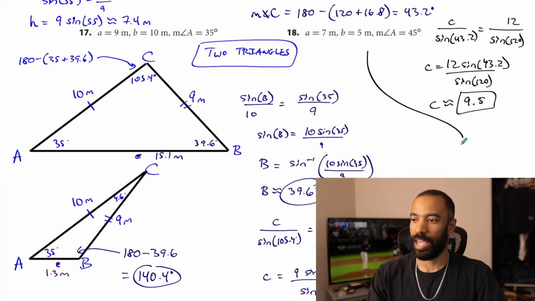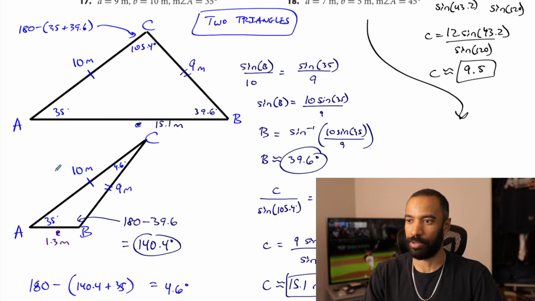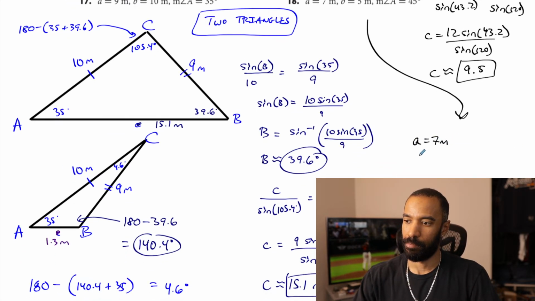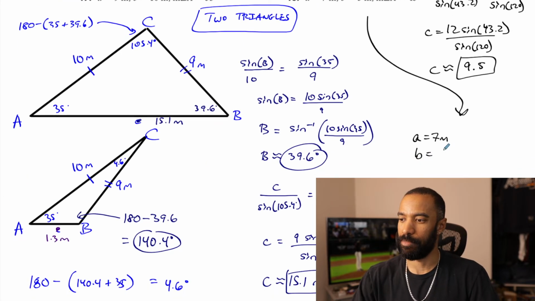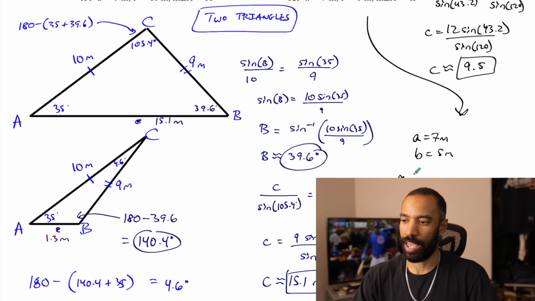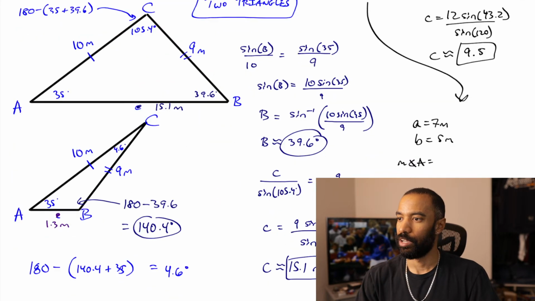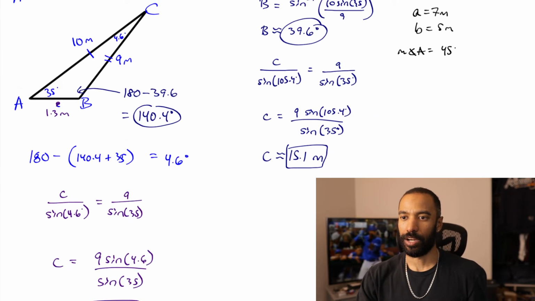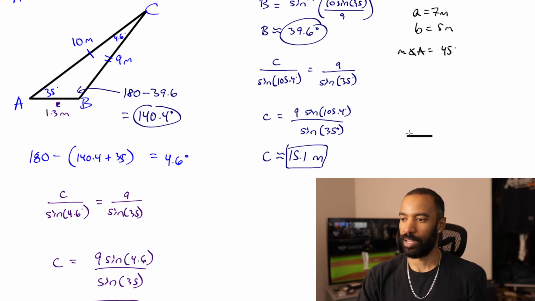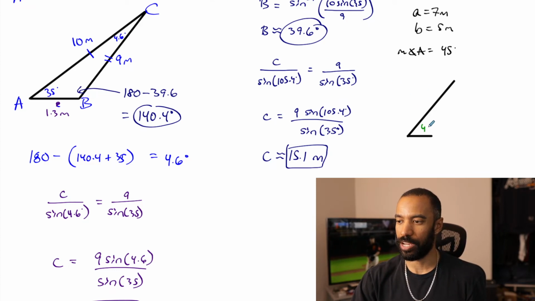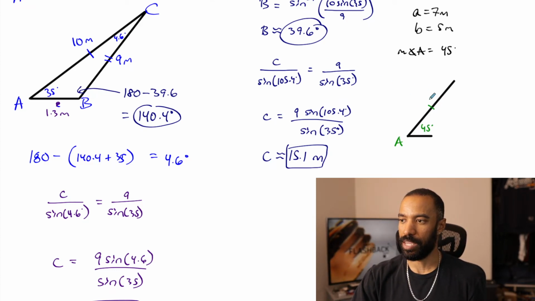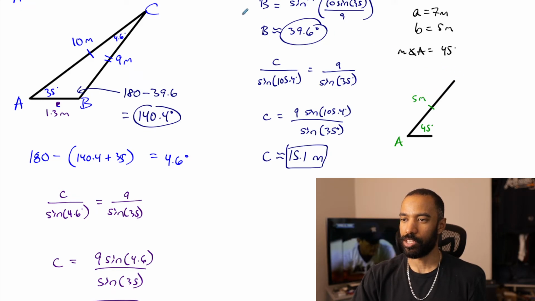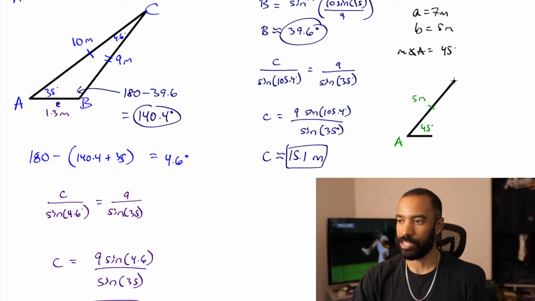All right, number 18. Let's just rewrite the information down here. A is 7 meters. B is 5 meters. And measure of angle A is 45 degrees. All right, it's another acute angle here. So right here with an acute angle, we are trying to determine, can we make a triangle? How many triangles can we make? And then we'll solve the triangles if we can make any. So I have a 45 degree angle measure here on measure of angle A. This B is locked at 5 meters here. Now this A, side opposite angle A, is 7 meters.